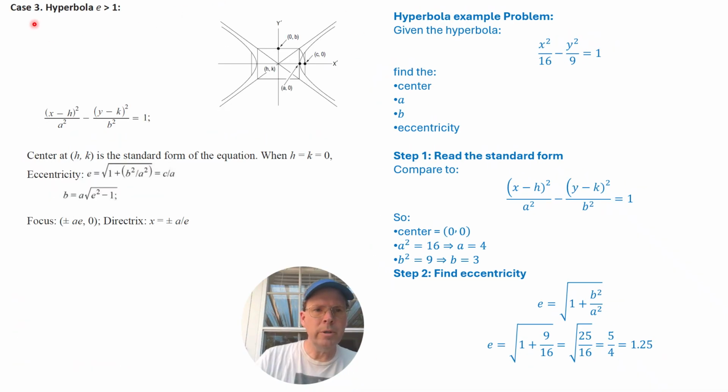And we have case 3, hyperbola, where e is greater than 1. Let's say, given this example problem, given the hyperbola, find the center, a and b, and eccentricity. Read the standard form, compare it to the standard form they give you. Once again, use h and k as 0 as the center. And our a squared in this case is equal to 16, and b squared is equal to 9. So you get a is equal to 4, b is equal to 3. Find eccentricity with this formula there, and you go ahead and put your terms in. You get e is equal to 1.25.